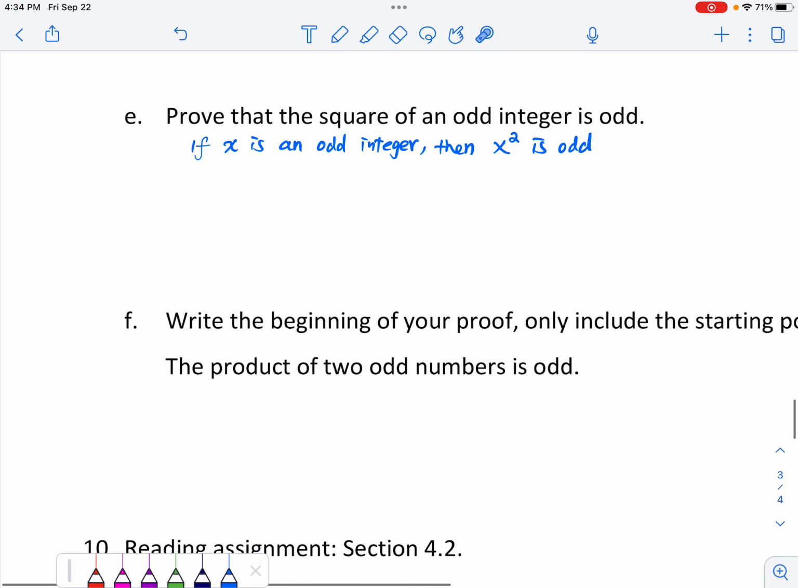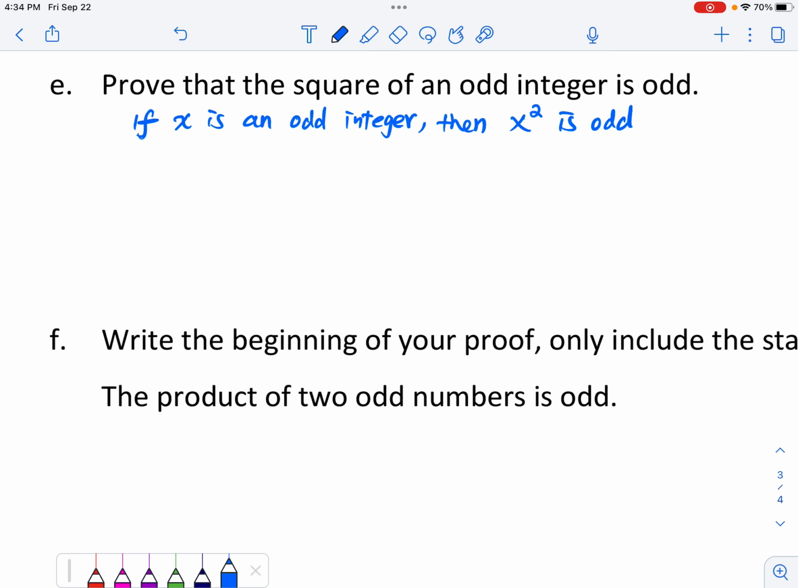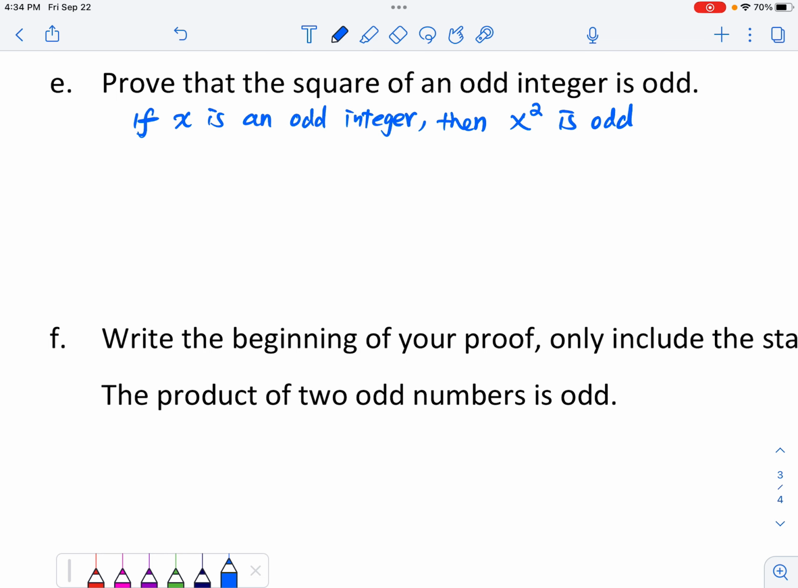And if you want to write this as a universal conditional statement, I can simply say for all x in Z, if x is odd, then x squared is odd. That is certainly doable, but I'm just going to go with the conditional statement. That should be enough. Now this is just a restatement of the problem that we want to prove.